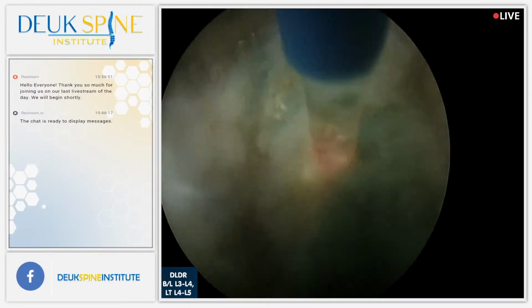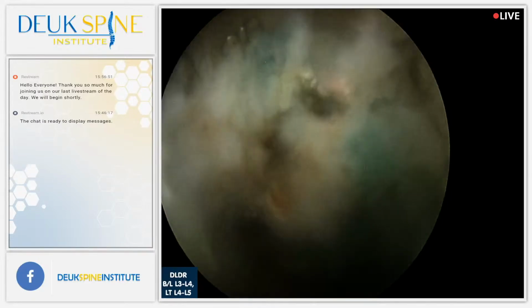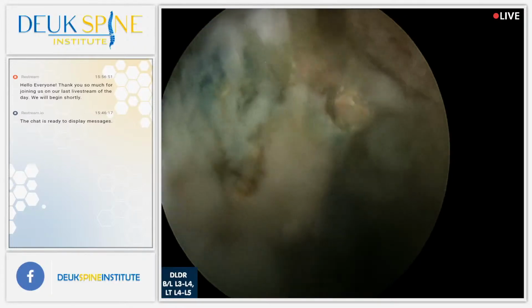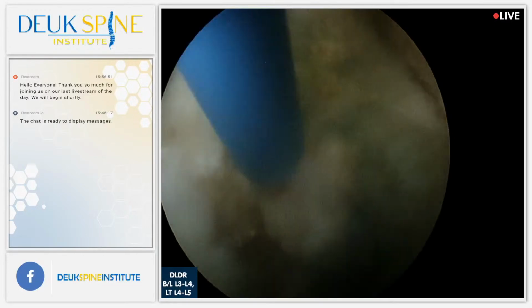How is our last patient waking up? There's a herniation right there. Yeah, I saw him in the chair. I didn't know if he was more awake or not.